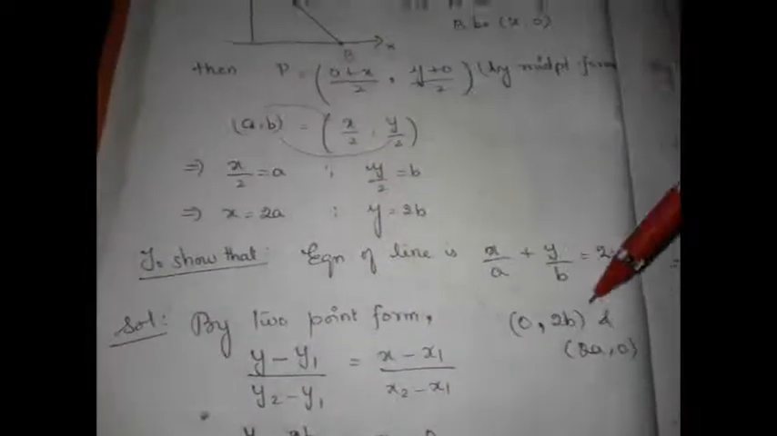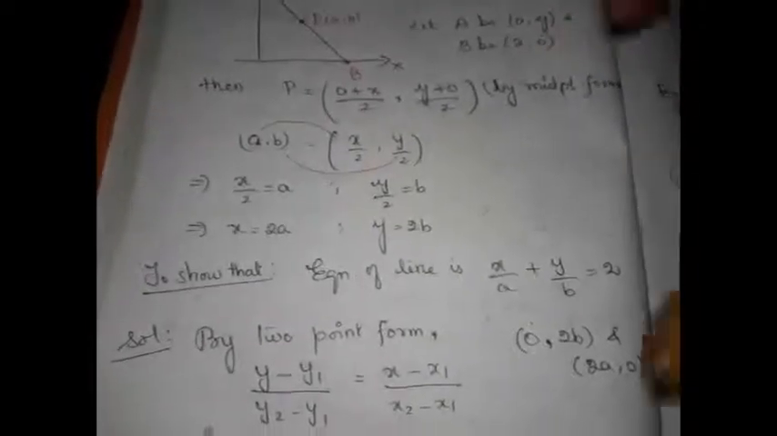They asked you to show this, right? So our 2 points are going to be 0 comma 2b and 2a comma 0, because y value is 2b and x value is 2a. So 0 comma 2b and 2a comma 0.